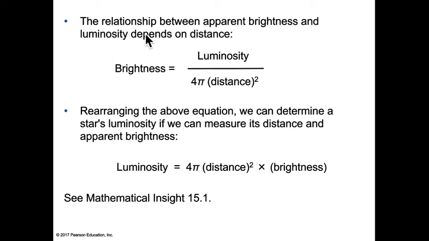And we can rearrange this equation if we want and write the equation below. The idea is that maybe we know the distance of some star of interest, and maybe we have measured its brightness, and therefore we can calculate its luminosity, how much energy it's giving off per unit time.